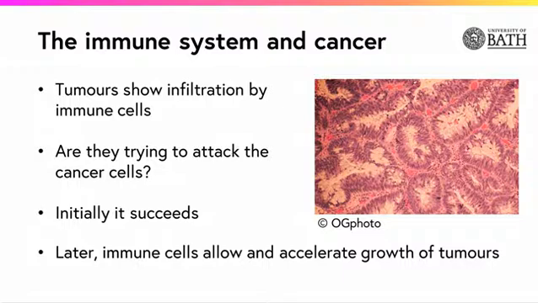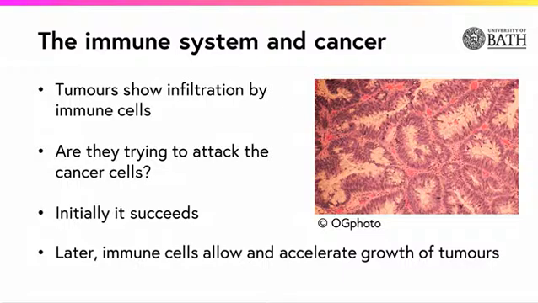What are they doing there? Are they trying to attack the cancer cells? Are they trying to eliminate them because they are expressing some foreign antigens? Or is there another reason why there are varying densities of immune cells in tumors?